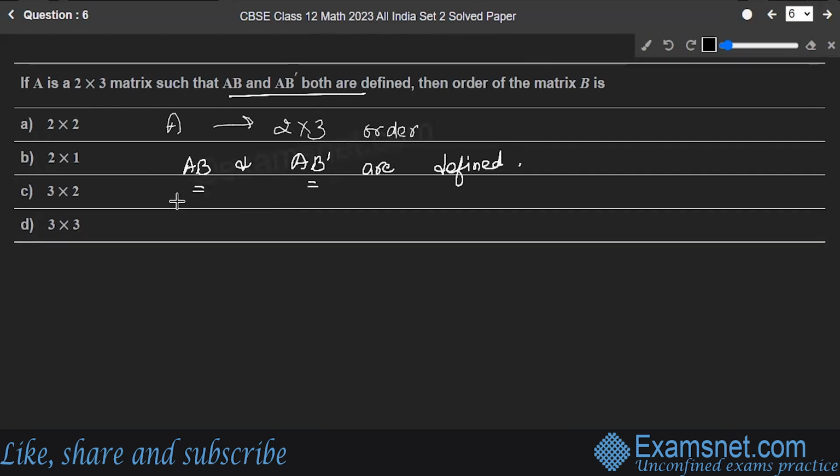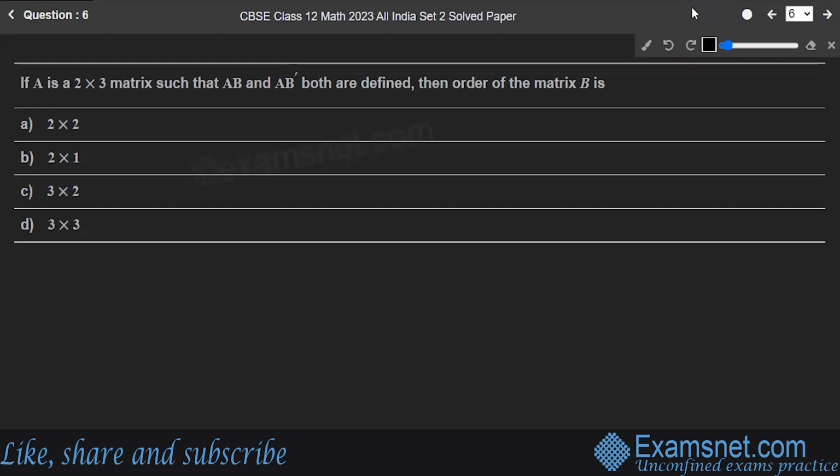What happens is the number of columns in the first matrix should be equal to the number of rows in the second matrix, right? So from there, the order of the matrix B from the given options can be nothing but 3 by 3. Because A has 3 columns, B should have the number of rows to be 3. Correct? So that's it. Option D is the correct answer.